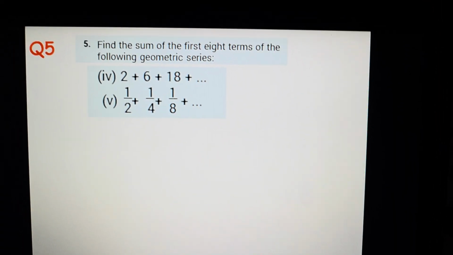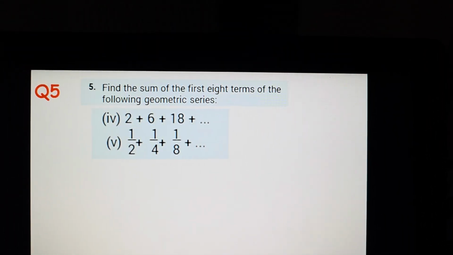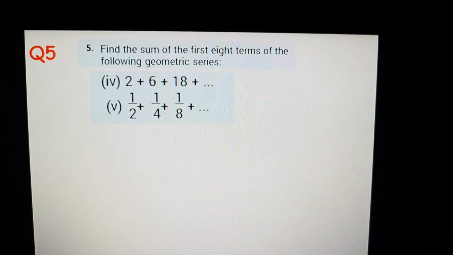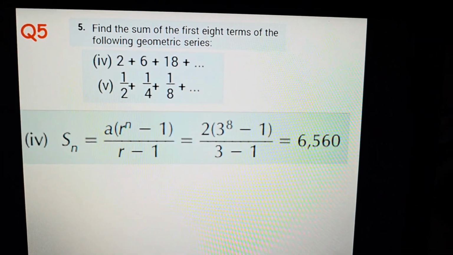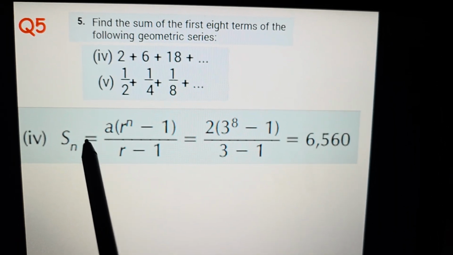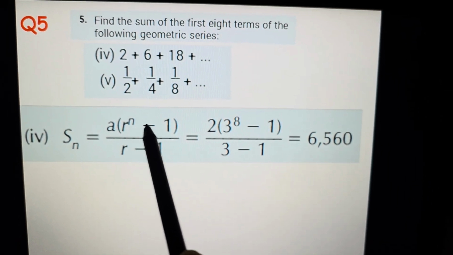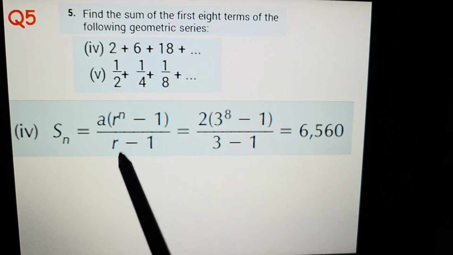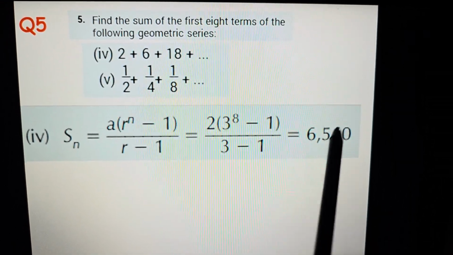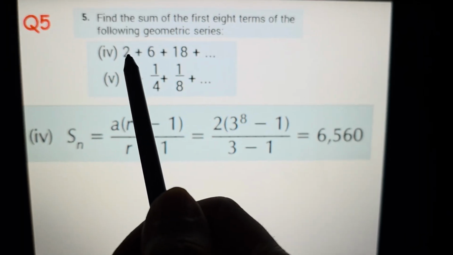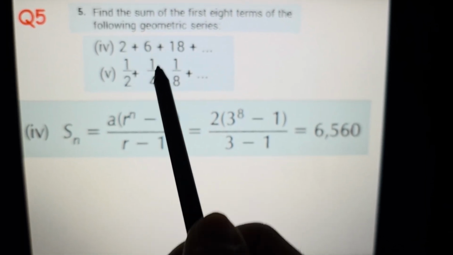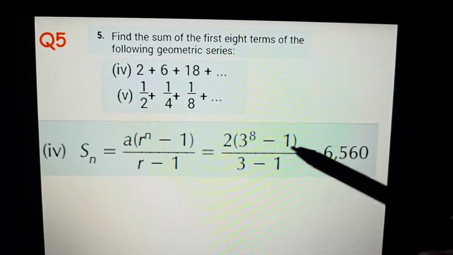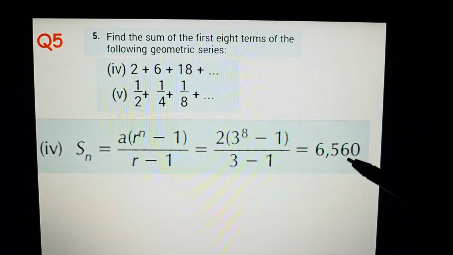Question 5, find the sum of the first 8 terms in the following sequences, or geometric series. So I'm looking for S of 8, so I put down my S of n formula. Now it's actually the other way around in the log tables. S of n equals a bracket 1 minus r to the power of n, all over 1 minus r. So don't mind this, you write the way it should be written, but you'll get the same answer. a is the first term, and the common ratio, 6 divided by 2 is 3. Or you could say 18 divided by 6 is 3. So the common ratio is 3. So sub it in and you will get out 6,560.